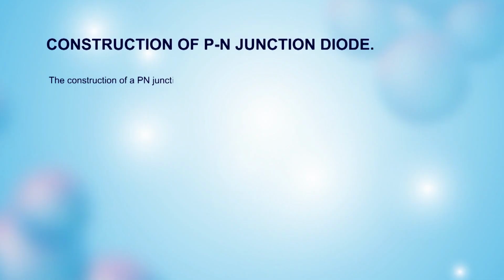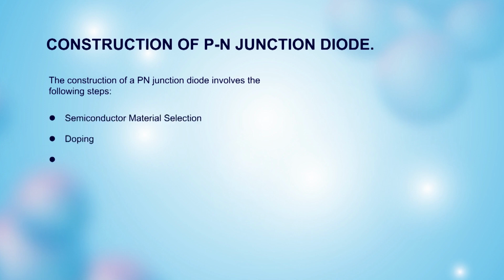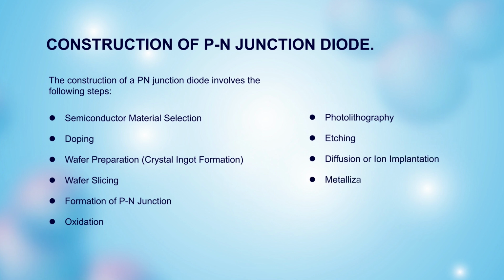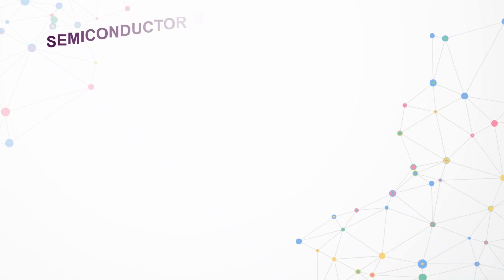So the construction of PN junction diode involves the following steps: semiconductor material selection, doping, wafer preparation, which is also called as crystal ingot formation, wafer slicing, formation of PN junction, oxidation, photolithography, etching, diffusion or ion implantation. Next is metallization, and last step is dicing and packaging. So let us study about the first step. The very first step is the semiconductor material selection.